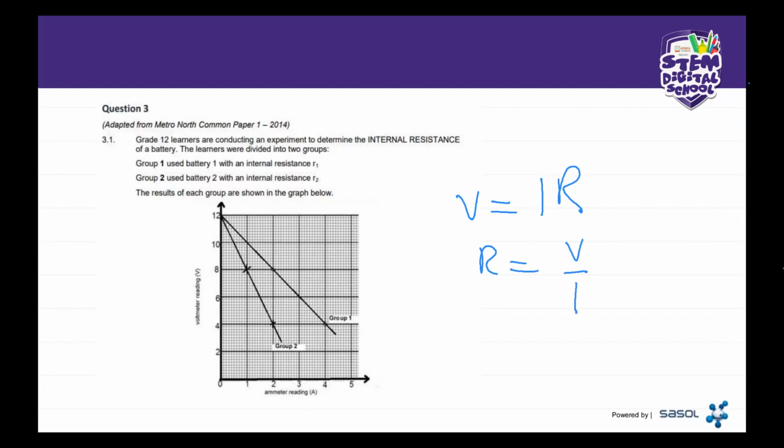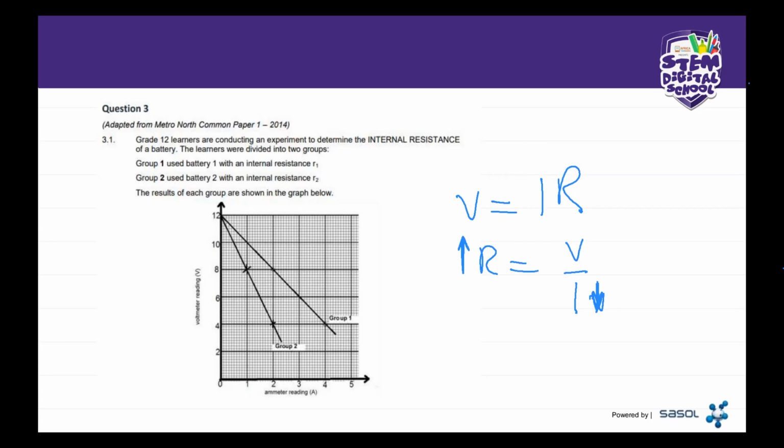So what does this mean, guys? It means that when we look at the current alone, let's look at the current alone in this case, because I want us to work from this one. The greater the resistance, the lower the current, right? So the resistance is inversely proportional to the current. Which means that as the current increases, the resistance will decrease.